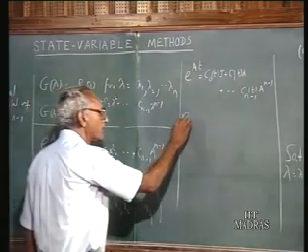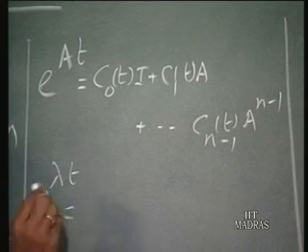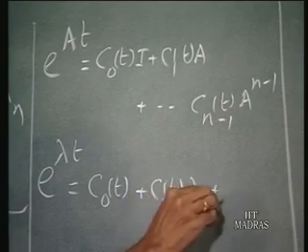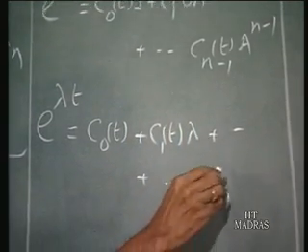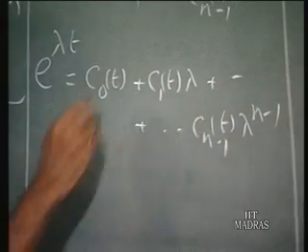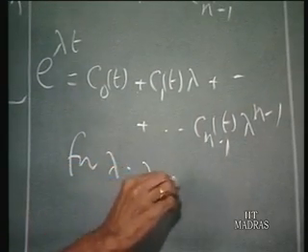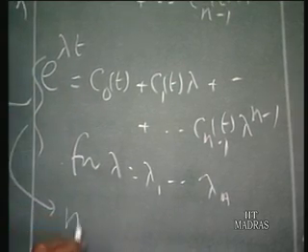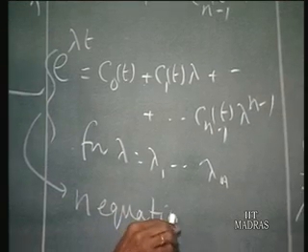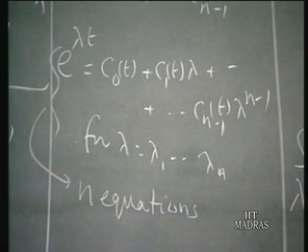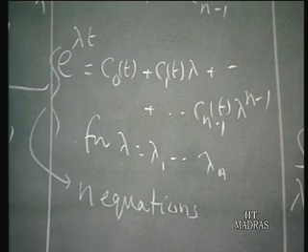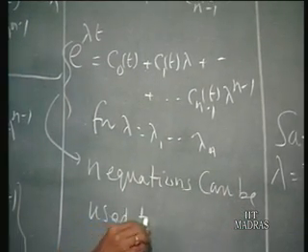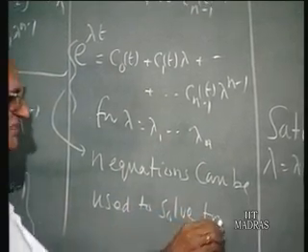So we take the corresponding scalar equation and write e to the power of lambda t as equal to C0(t) plus C1(t) lambda etc. up to C(n minus 1)(t) lambda to the n minus 1, and this is valid for lambda equals lambda 1 to lambda n. So we have n equations from this. This is equivalent to n equations, because every time you substitute a particular value of lambda, you get one equation in the series. These n equations can be used to solve for n unknowns.